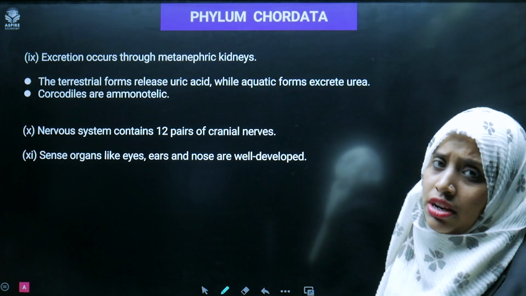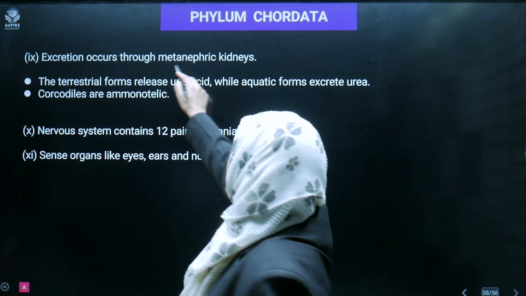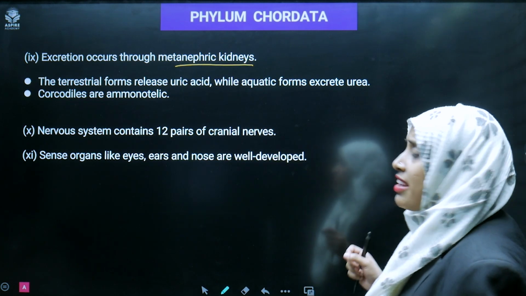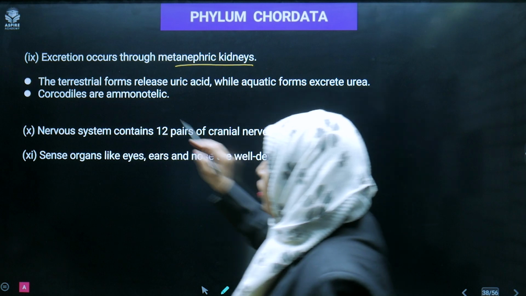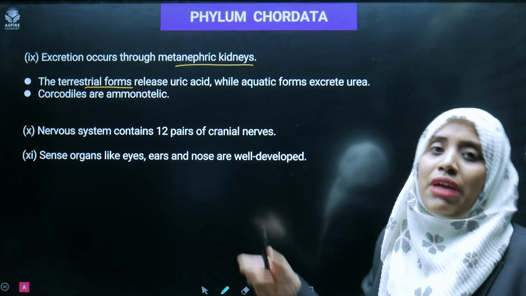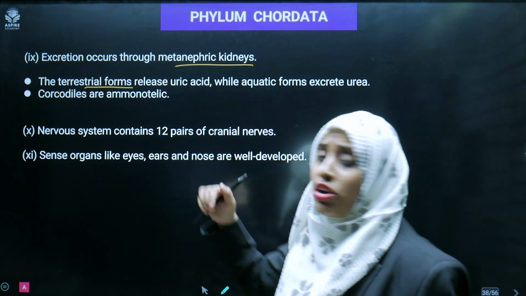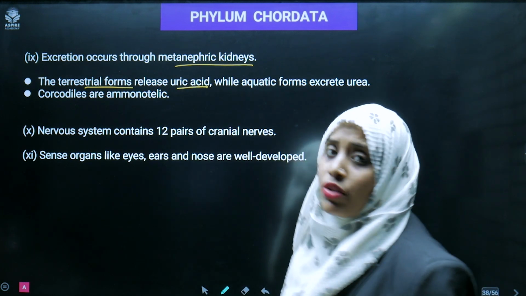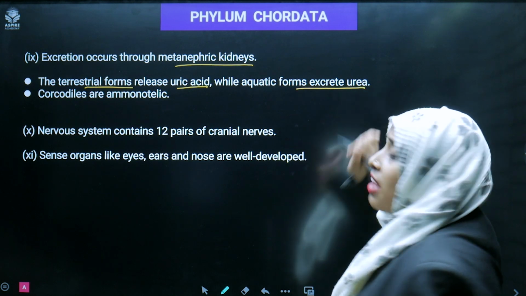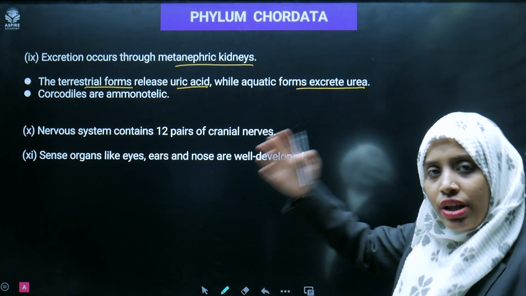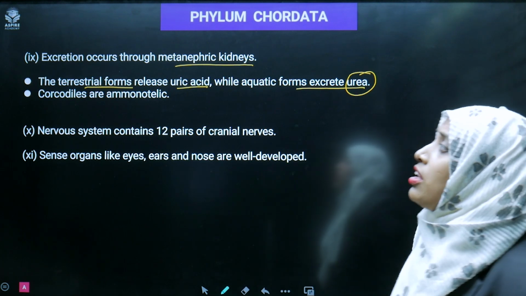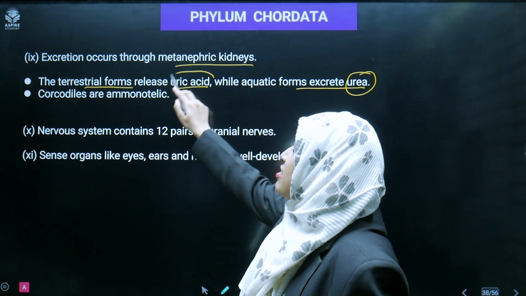Now, excretion occurs through the metanephric kidney. So, the kidney is the main organ which is working as the excretory system. Okay, so now the terrestrial forms, जितने भी terrestrial reptiles हैं, they release the waste product in the form of uric acid. While the aquatic reptiles form excreta as urea. So aquatic reptiles have urea as their excretory product and all the terrestrial reptiles have uric acid.